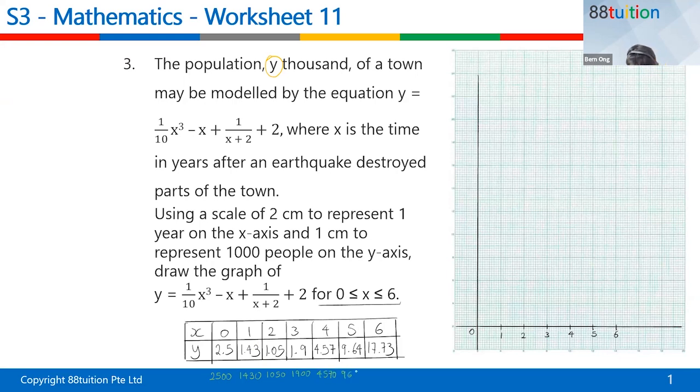This type of question is like an application kind of question. Very irritating, but you must know how to do it also. No choice. Only 17,000.